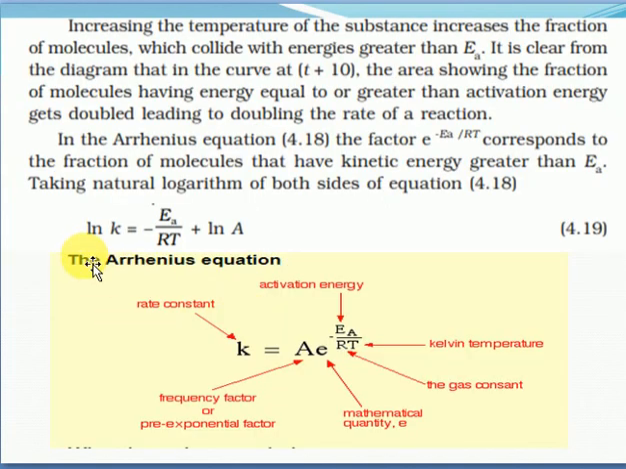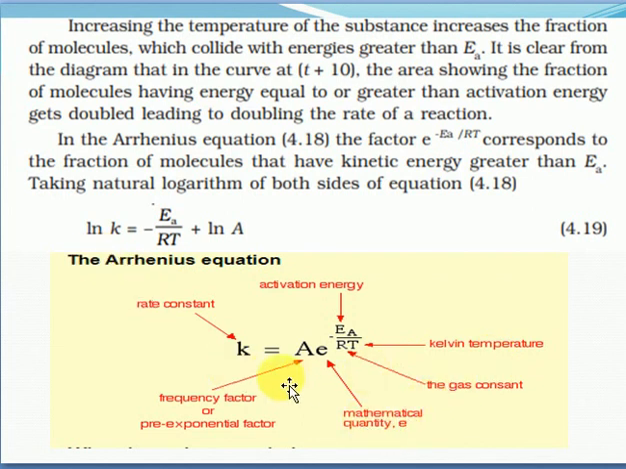So what is the Arrhenius equation? K is the Arrhenius rate constant. Rate constant K is equal to A into e power minus Ea by RT. Ea stands for activation energy, R stands for the universal gas constant, and T stands for temperature.